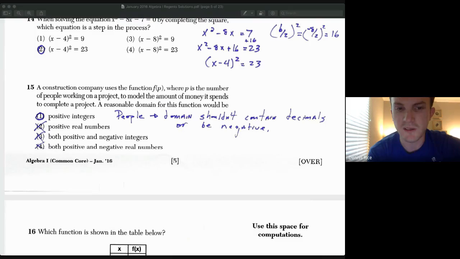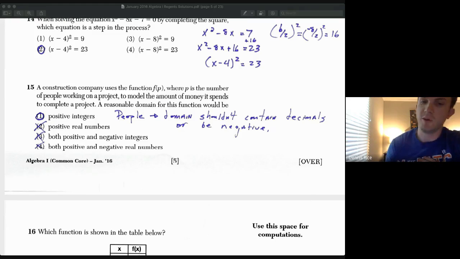Yeah, it says P is the number of people. So in that case, the input, the X value, Ethan, is people. See, it says f of p instead of f of x. The output is money, so f of p is money. That would be the range. The range is money. The domain is people.